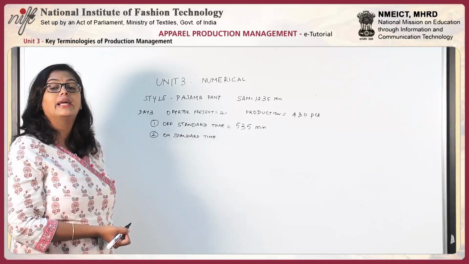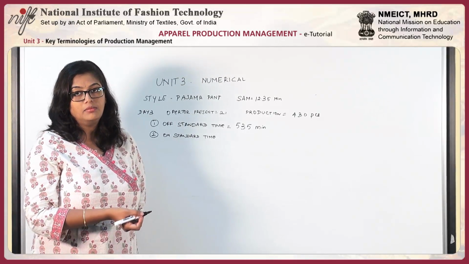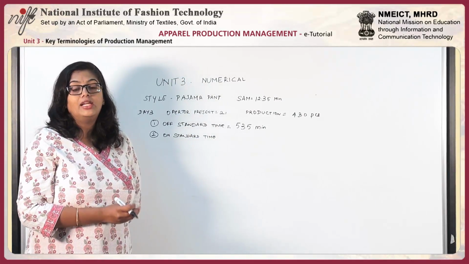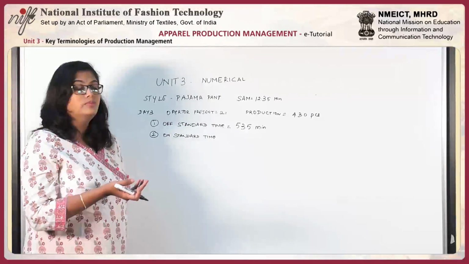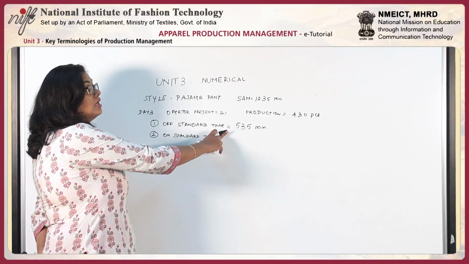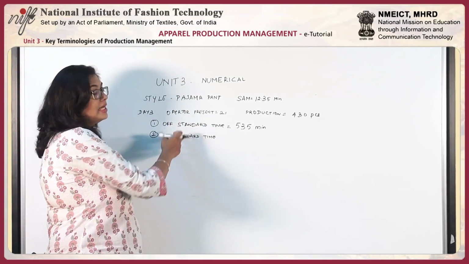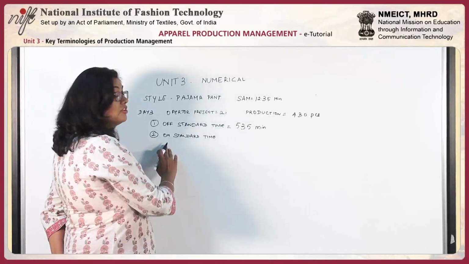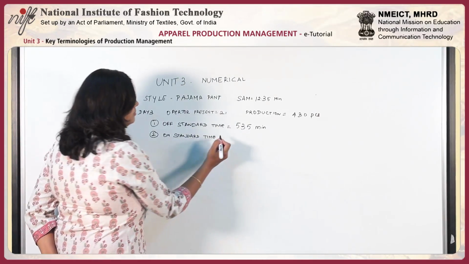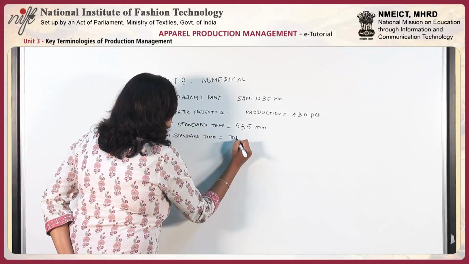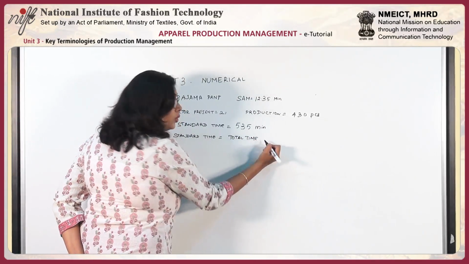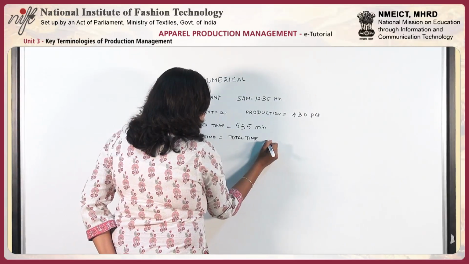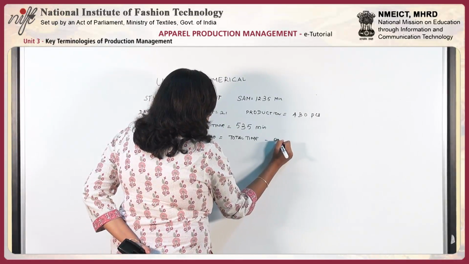What is on standard time? It is basically the time taken where the value added processes have actually been done. So, what we need to do? We need to eliminate the off standard time from the total time. So, the formula for on standard would be total time minus off standard.